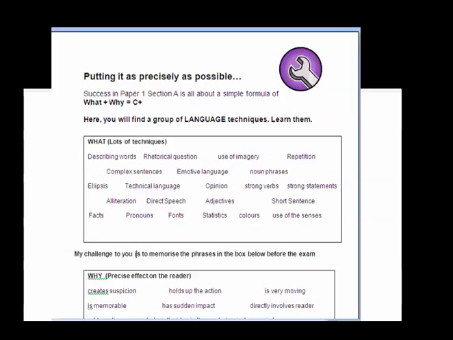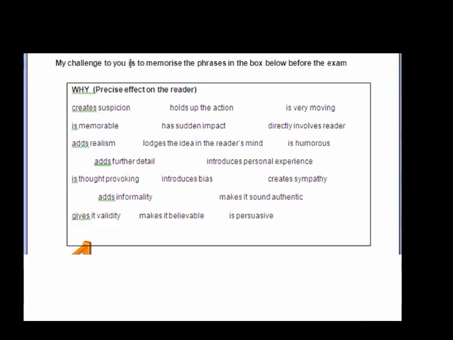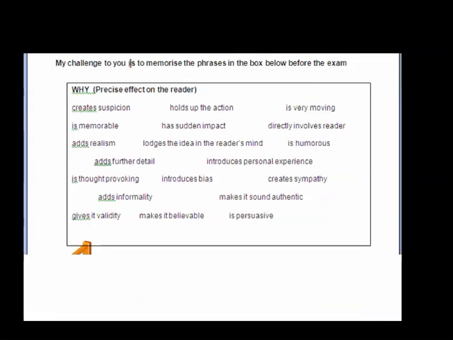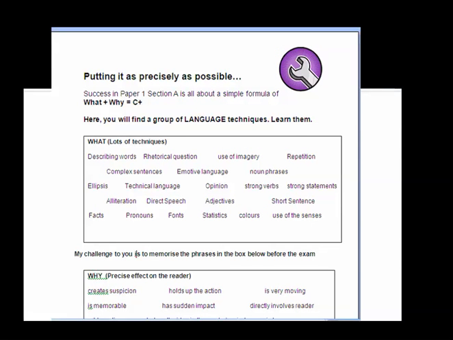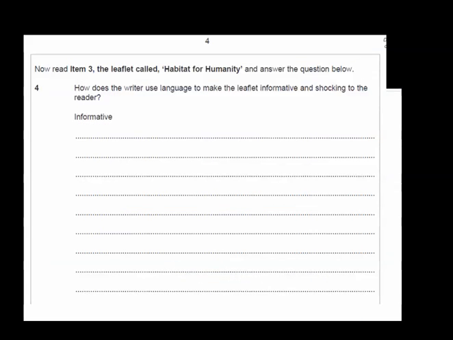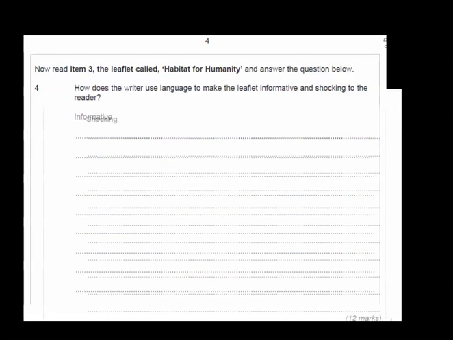So some examples of the what are things like describing words, imagery, repetition, emotive language, strong verbs, etc. And the why, you might say that the use of, for example, imagery or emotive language in a particular case lodges the idea in the reader's mind, or perhaps the use of that technique creates suspicion, or is very moving, or is memorable. So this gives you the language that you need to explain why the techniques are used precisely. So it's exactly what you need to answer this type of question. How does the writer use language?